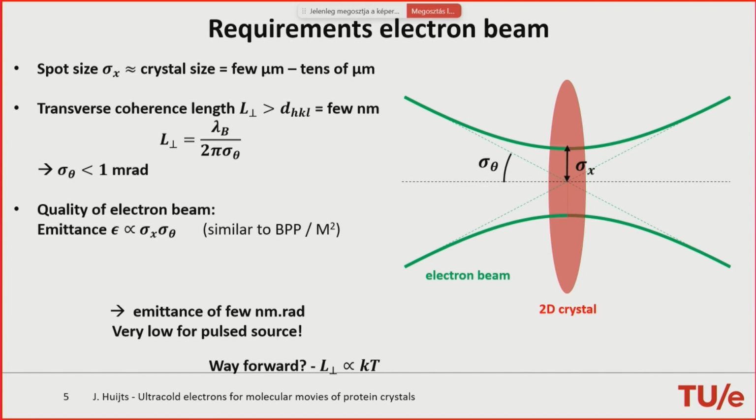And a way forward is to realize that this transverse coherence length is inversely related to the temperature of your beam. So you can imagine if your electron bunch has a high temperature, there's a lot of random motion, so you have a lot of transverse momentum spread, and that means that you have a larger divergence angle and a poor coherence length. So what people have done is that they use regular photocathodes from which they extract these electron bunches and cool these down to cryogenic temperatures.